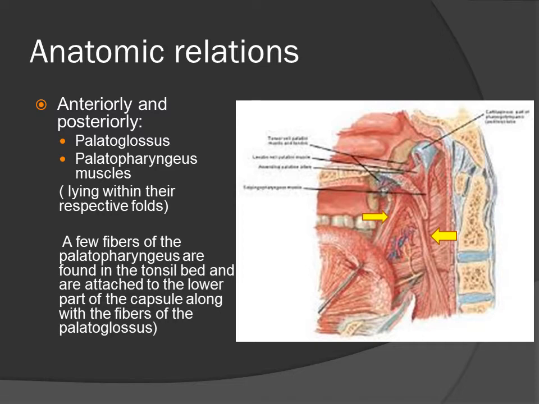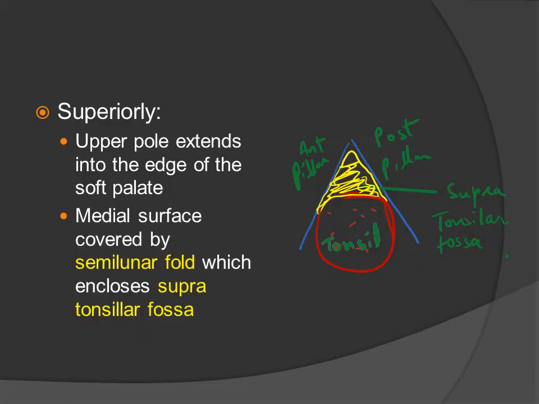Anteriorly, tonsil is limited by the anterior pillar formed by the palatoglossus muscle. Posteriorly, it has the palatopharyngeus muscle which forms the posterior pillar. Superiorly, the medial surface of tonsil upper pole has semilunar fold between the anterior and posterior pillar. This fold encloses a potential space called as the supratonsillar fossa.